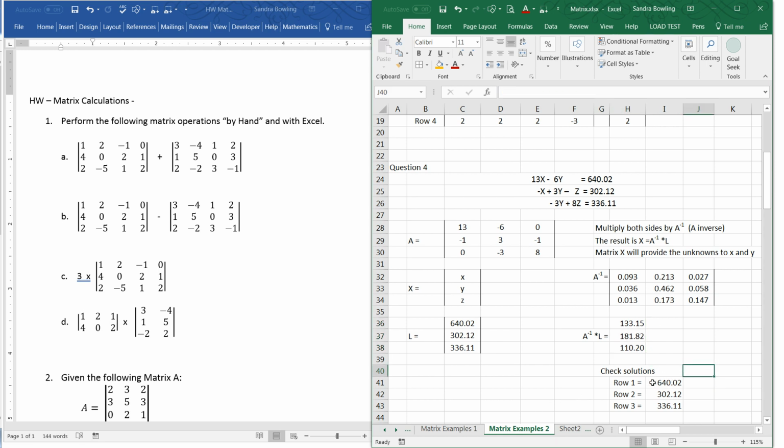Now, I always go back and I check my solutions. And to do that, all I did was said this value, the 13 times the X value that it's supposed to be, plus the Y variable times the Y value, plus the Z variable times the Z value. And I just set it up. And then here's the nice thing. I'm going to go ahead and delete these.